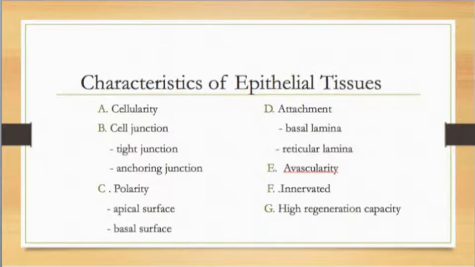Attachment or basement membrane has basal lamina, which is glycoproteins and glycolipids that project from the cell's surface. Reticular lamina keeps them stuck together. Avascularity, meaning no blood vessels. Innervated, can have nerve endings. And high regeneration capacity, meaning it continues to grow to replace damage.